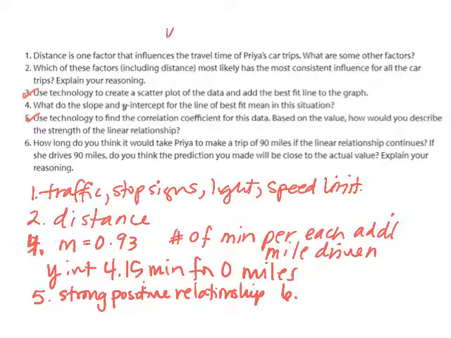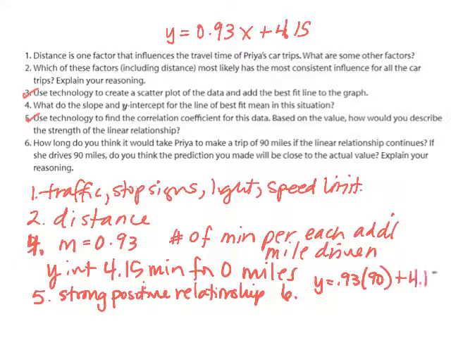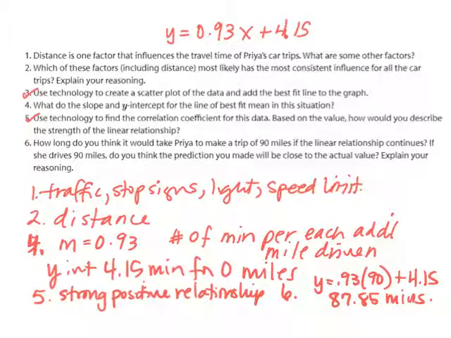I'll write it down again. Y equals 0.93x plus 4.15. And now we can plug in any number of distance, miles, in for x and calculate how long it should take based upon the model. And this should be a very good model because our R value was so close to 1. So what I'm going to do is say y equals 0.93 times 90 miles plus 4.15, and we're going to end up with 87.85 minutes. So for 90 miles, it should take about 88 minutes.